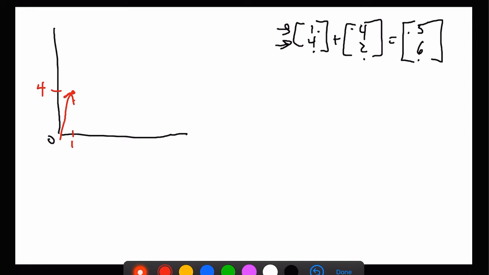That little arrowhead tells me that that's a vector. And then the other one is 4, 2, which is right there. So that's 4, 2. That's 1, 4. That's a vector. Okay? And if I add those together, I get 5 and 6, which is out here. Okay? And I can do that.